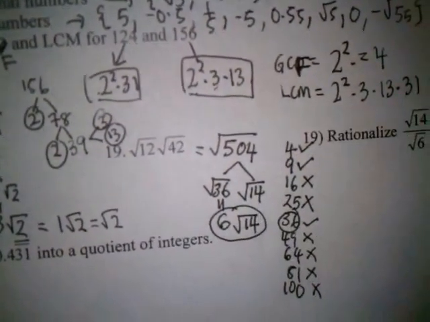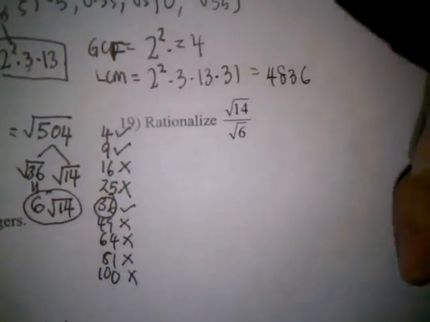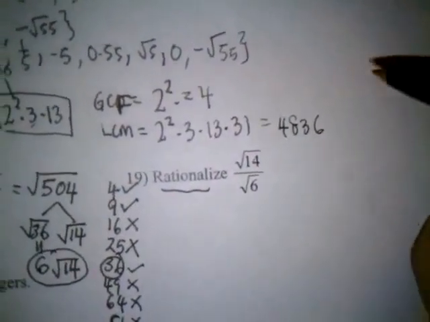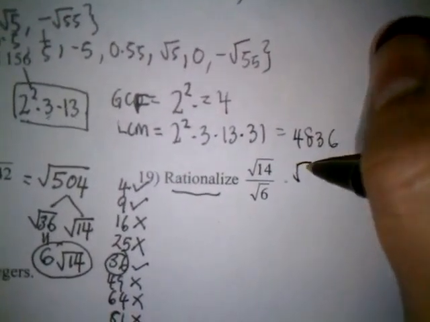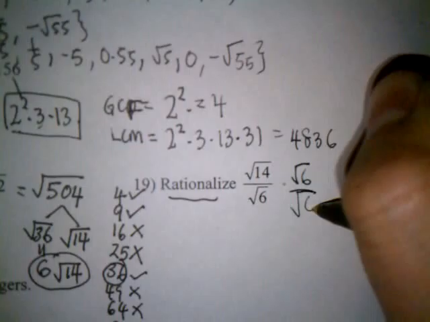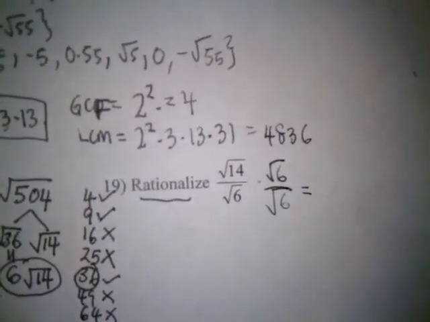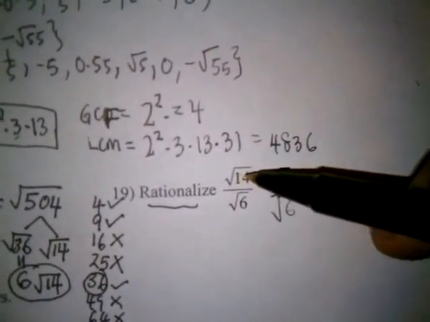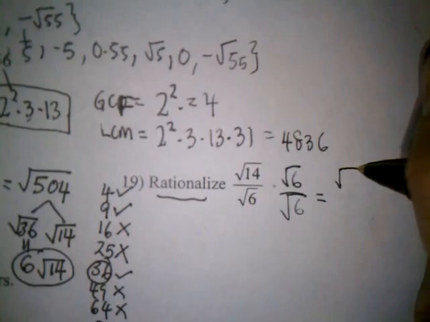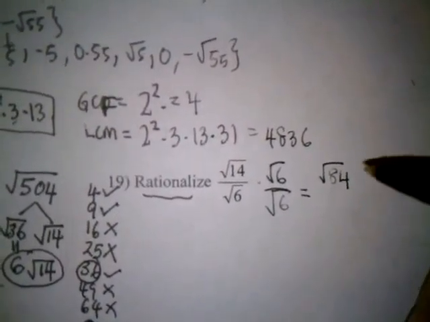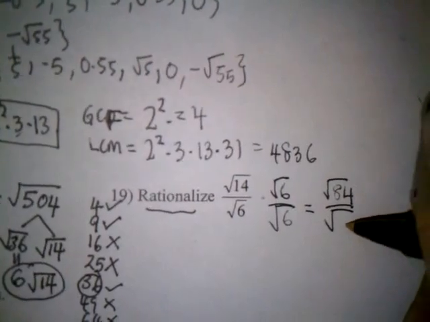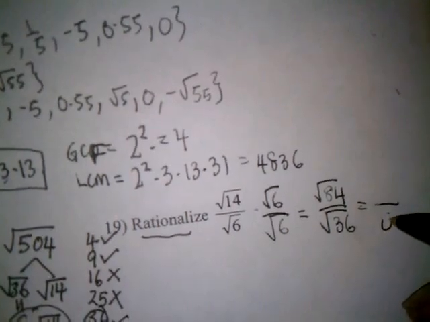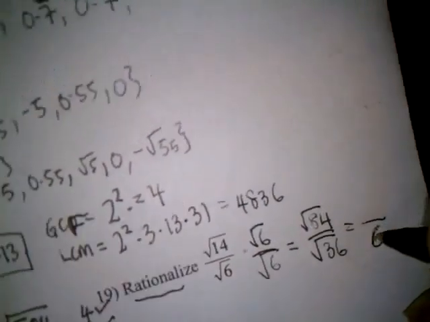Now, if the question calls for us to rationalize, it means we cannot put a square root in the denominator. In order to get rid of the square root of 6, we have to multiply by root 6 over root 6, which is the same thing as multiplying by 1. So root 14 times root 6 is root 84. And root 6 times root 6 is root 36, and we know 36 is a perfect square of 6.